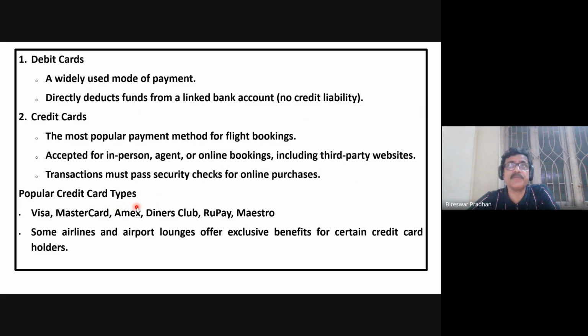Popular credit card types. What are the popular credit card types? In transactions, generally we have seen Visa, Mastercard, Amex, Diners Club, RuPay, and Maestro also. So in India, Visa, Mastercard, Diners Club, and RuPay are now popular for that.